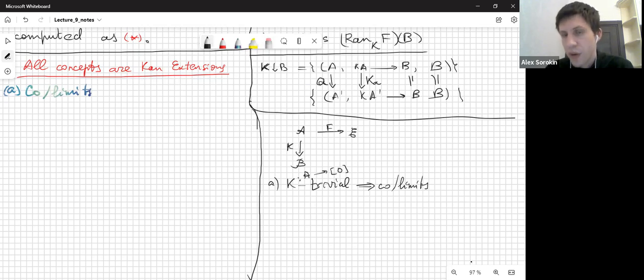So if we have such a functor, I will write it down precisely, we'll have co-limits. That's a trivial story. Okay. Then B. If F is trivial, then I will disappoint you. Nothing interesting. Then our Kan extension will also be trivial. Well, nothing really to extend.